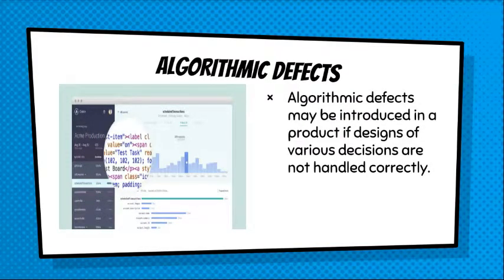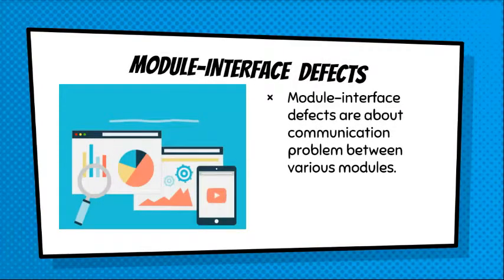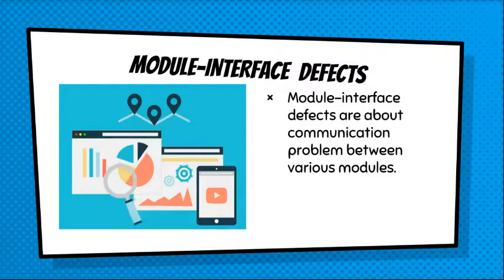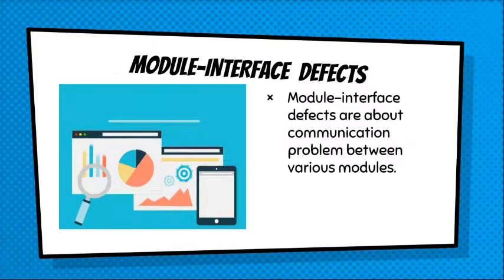Some applications have a control over capacity usage of various algorithms to translate requirements correctly into coding. Various permutations and combinations may cause defect introduction in the product. The second one is the module interface defects. Module interface defects are about communication problems between various modules.